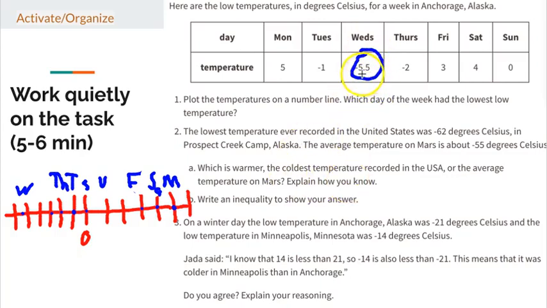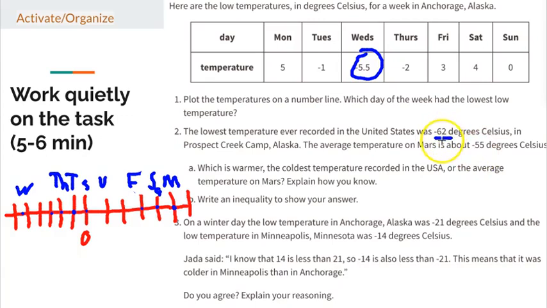We talked about how with negatives, the greater that you've got, it's not like positive numbers. The greater that you have with that negative, the less it's worth, or the farther down to colder temperatures it goes. Back here, which is warmer, the coldest temperature recorded in the U.S. or the average temperature on Mars? Coldest temperature in the U.S. is colder. How do I know that?